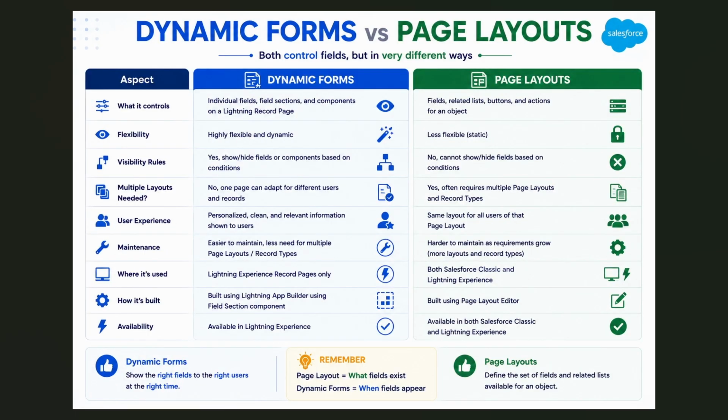Now we will see the difference between dynamic forms and page layout. This is one of the most important interview questions: what is the difference between dynamic forms and page layout? Page layout controls fields for the entire object. It is less flexible than dynamic forms and often requires record types for different layouts. Changes affect all users assigned to that layout, obviously. Dynamic forms control individual fields and field sections, which is much more flexible. They support conditional visibility, are built directly in Lightning App Builder, and provide a personalized experience without creating multiple layouts. A simple way to remember it: page layout is static and dynamic forms are dynamic. Simple, so don't forget this.